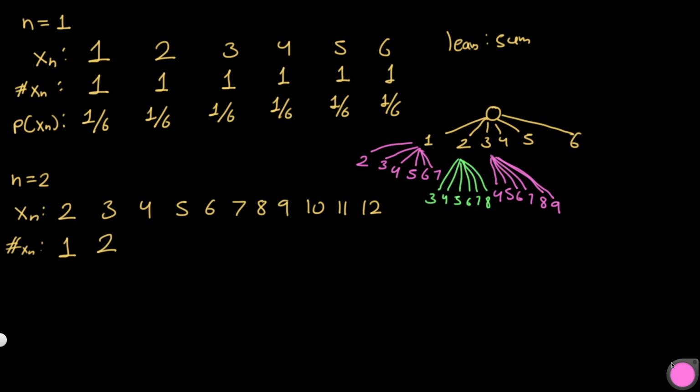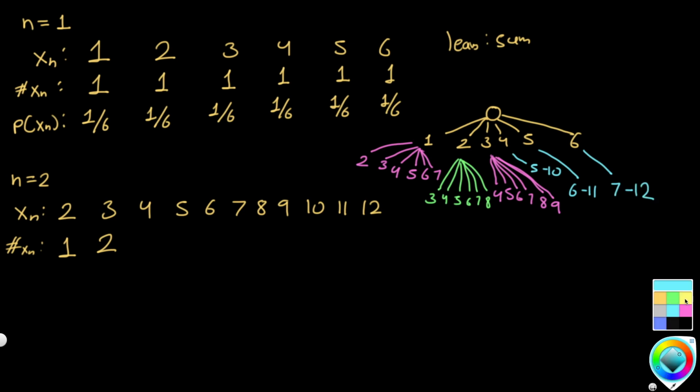And now for the rest, I'll just write the range. Over here, we would get the numbers from 5 all the way to 10. This would give us the numbers from 6 all the way to 11. And this would give us the numbers from 7 all the way to 12. So now we're going to use this tree to get our final answer.